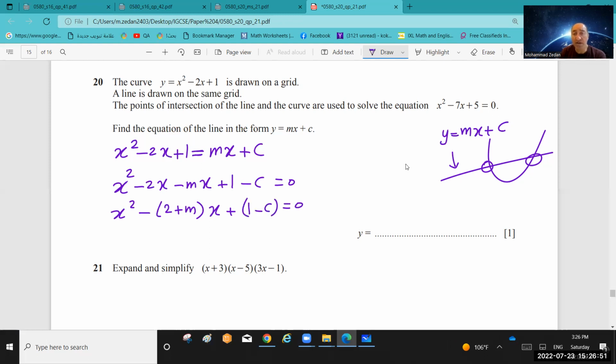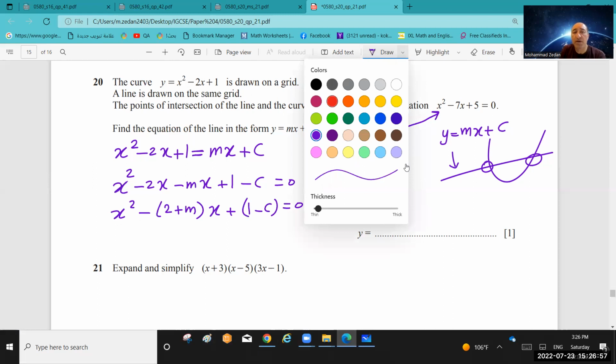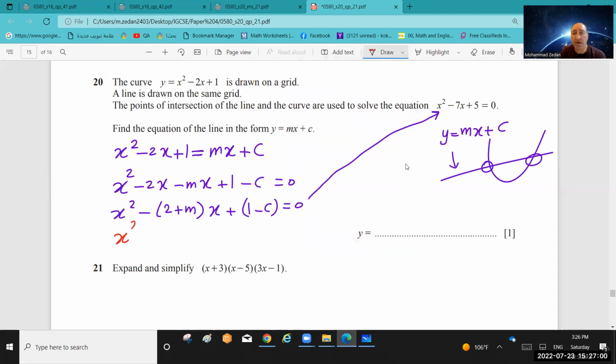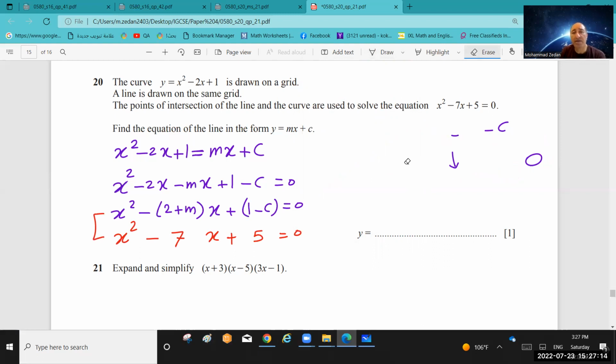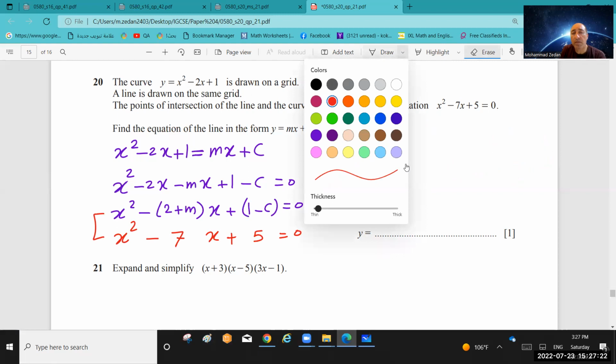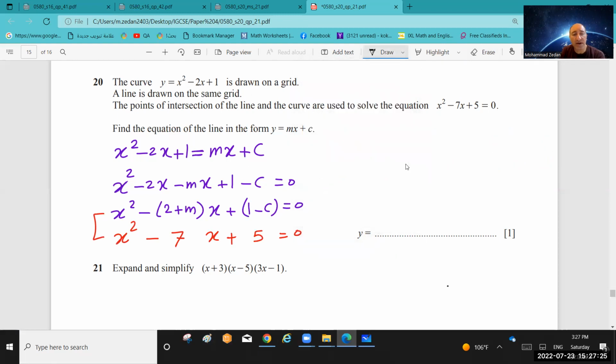And this equation is the same as this equation. So if you write this equation here, you can compare x squared minus 7x plus 5. By comparing these two equations, you can find the equation of the line, m and c. How? Let me solve. By comparing now, m plus 2 is the same as 7, so m is equal to 5.